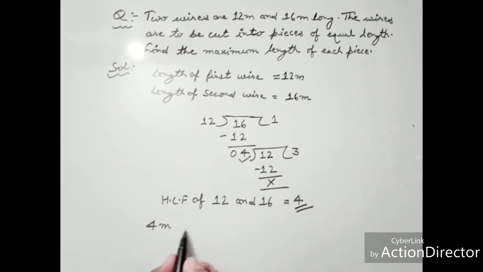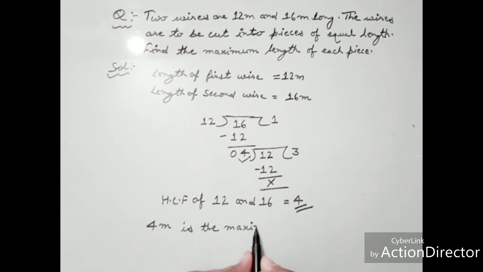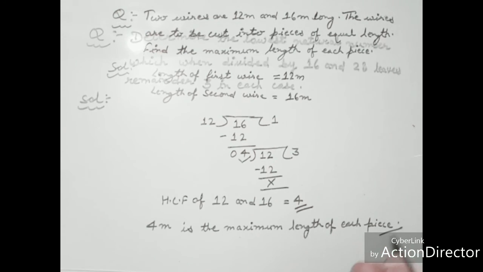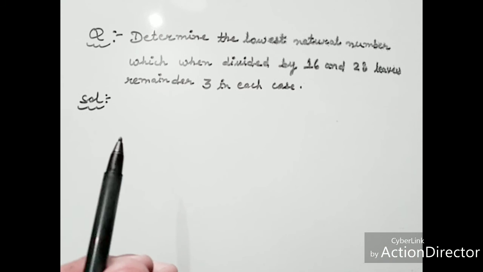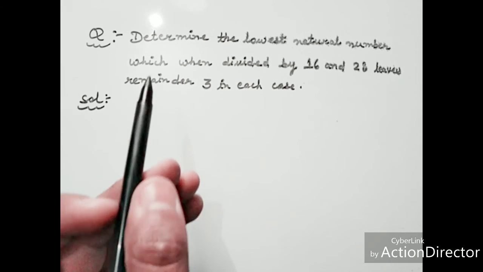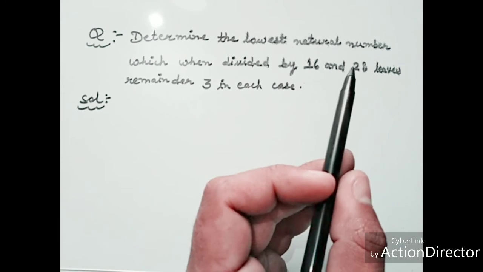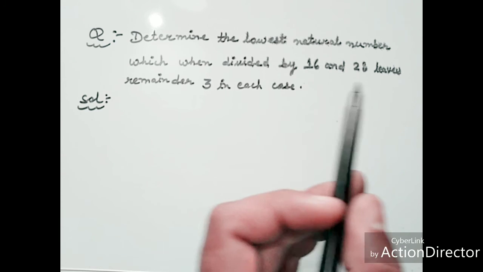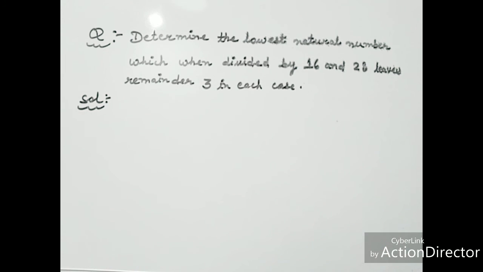4 meter is the maximum length of each piece. Next example, this example is related to LCM. Determine the lowest natural number which when divided by 16 and 28 leaves remainder 3 in each case.